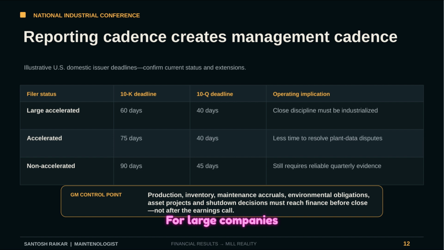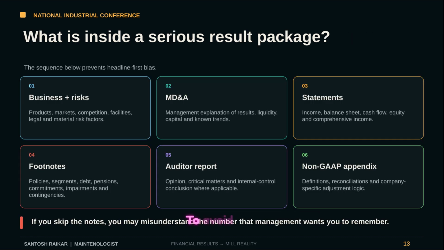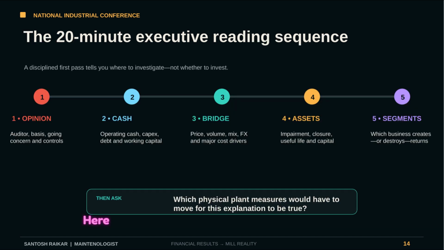For large companies, you have 60 days for an annual report and 40 for a quarterly. This means production and inventory data must reach finance accurately before the close, not after the earnings call. To avoid bias, I recommend a specific reading sequence. Start with the business risks and the footnotes. If you skip the notes, you might miss the very thing that explains why the headline number looks the way it does.